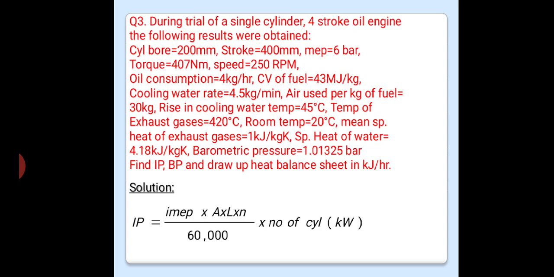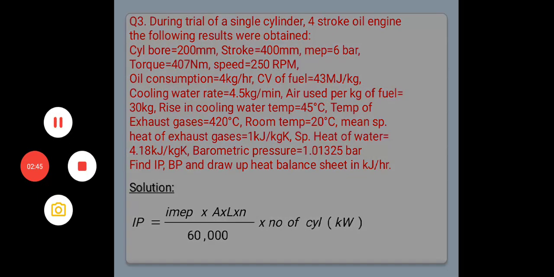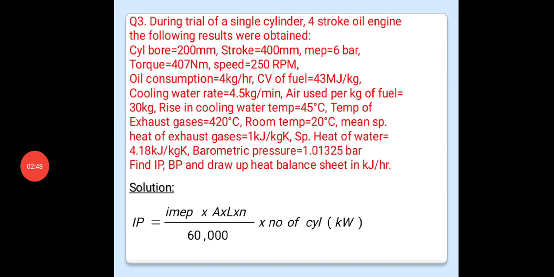This is a 4-stroke, so we know that N is equal to N by 2, and the number of cylinders, they have given, it is a single cylinder. Now we have the formula IP is equal to IMEP L A N divided by 60,000 into number of cylinders. So we got the indicated power in this way.